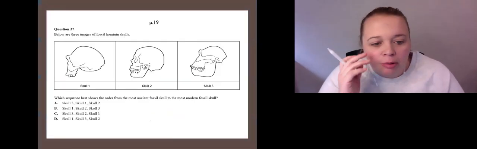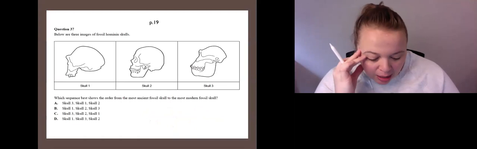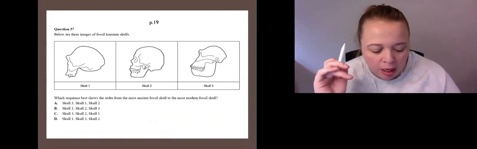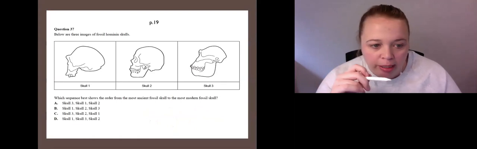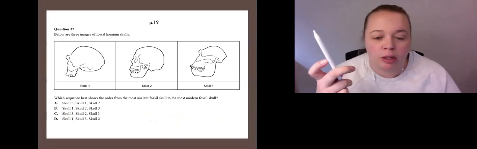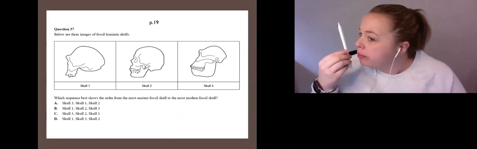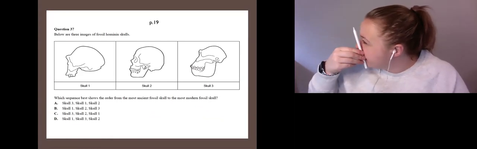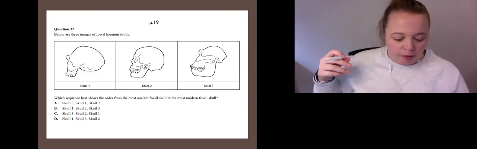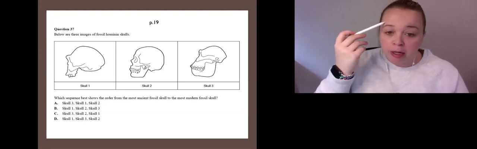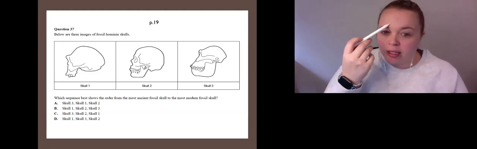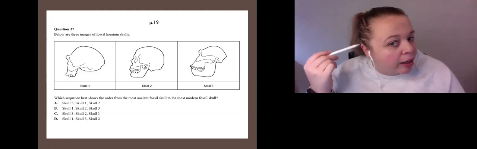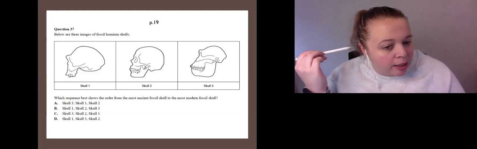All right, here's a really interesting one. We've got 3 skulls here. Which one's the oldest? Which one's the most recent? So what are some of the features we look for on the skull? We look for flatness of face. Are they tipped out like this, or are they nice and flat? We can look for brow ridges. Are the brow ridges nice and defined, or are they reduced? We can also look at cranial capacity or brain case size.